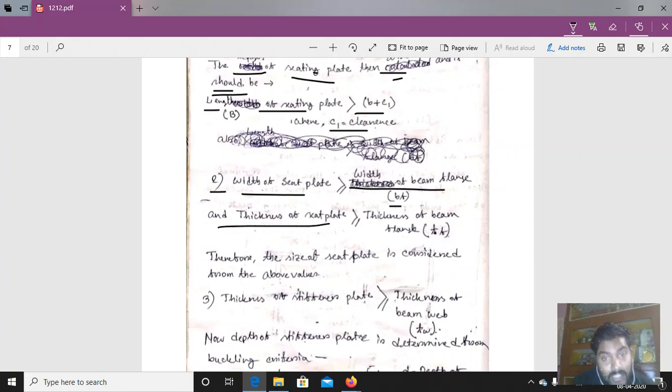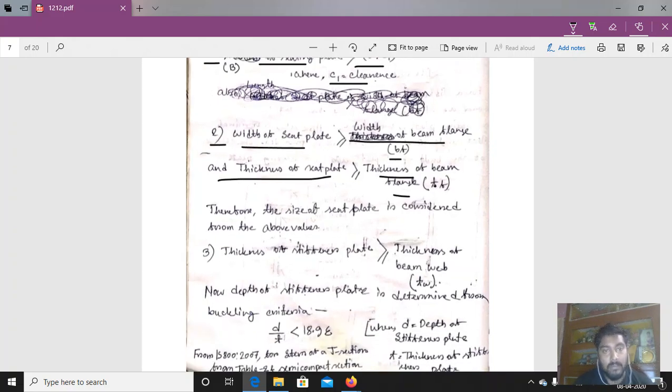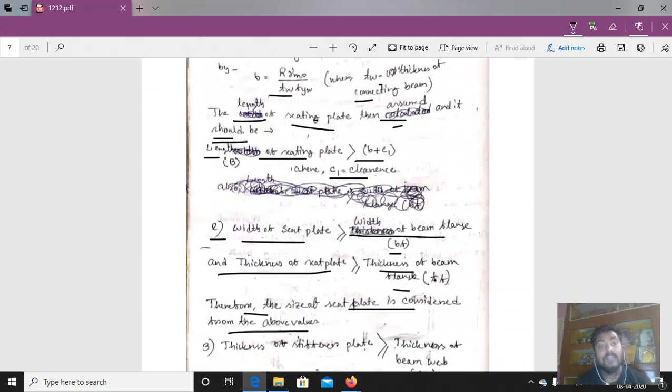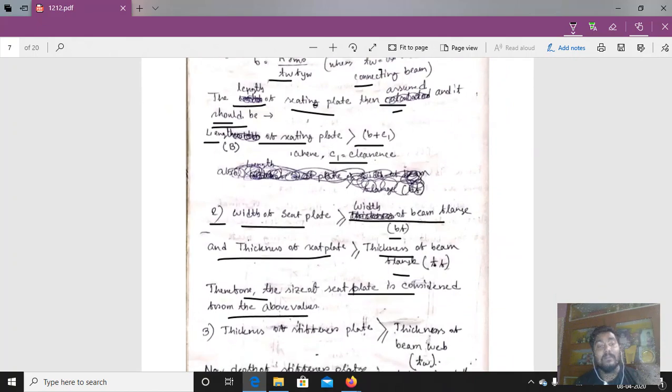Then the thickness of the seat plate equals the thickness of the beam flange, TF, so it should be greater than or equal to the thickness of the beam flange, TF. This is the same step number 2. Therefore, the size of the seat plate is considered for the above value. So we know the width and thickness of the seat plate, so we can select the seating plate from here.